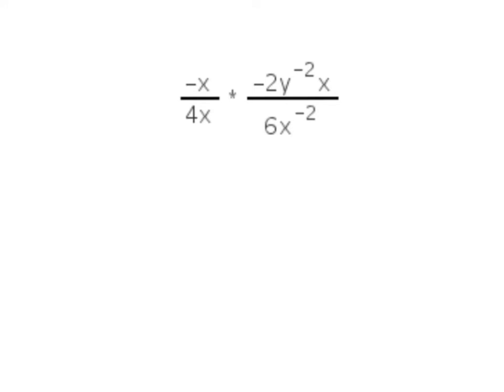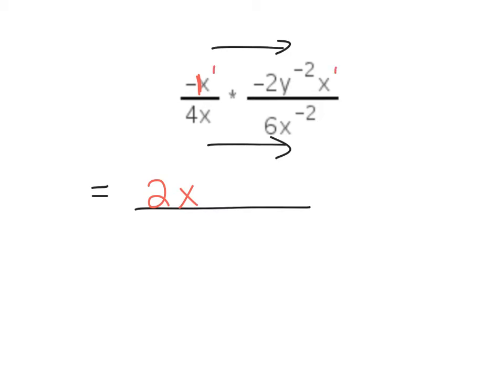So first of all, I notice that this is multiplication. So to multiply, all I do is multiply my numerators together and my denominators together. I'm going to do this in multiple steps to show my work. My coefficient right here is a -1, so -1 times -2 is +2. I'm going to keep my x. This would be x to the first and x to the first. Keep my base, add my exponents, would be x to the second, and I still have a y to the -2. On the bottom, I have 4 times 6 is 24. Keep my base and add my exponents. 1 plus -2 is -1.